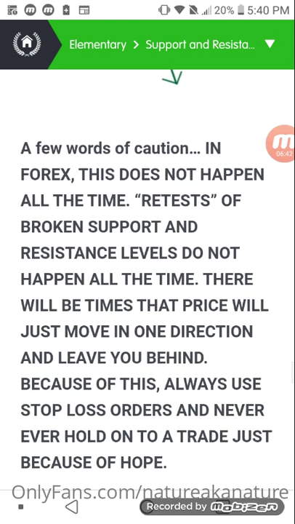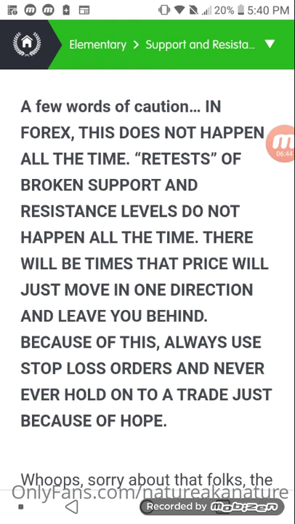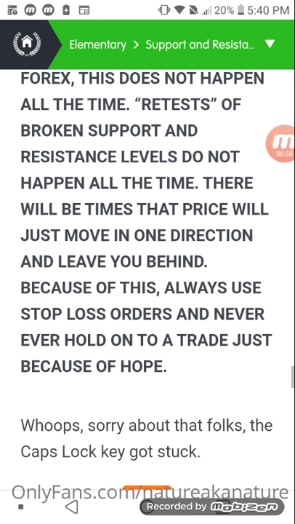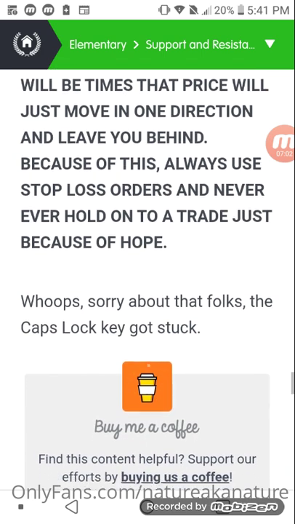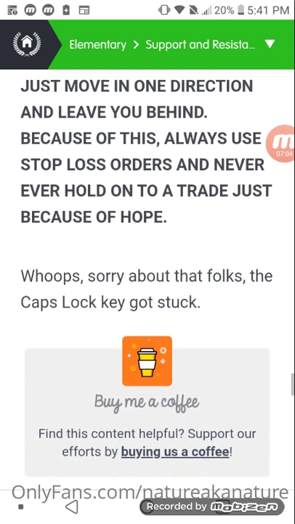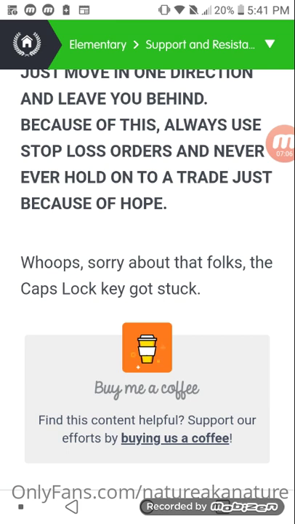So a few words of caution. This does not always happen, and retests of broken support and resistance levels do not happen all the time. There will be times that price will just move in one direction and leave you behind. Because of this, always use stop loss orders and never hold on to a trade just because of hope. Never be greedy. If you feel like you're losing a trade, get out of that trade, get in the direction of the trade, and make your money.